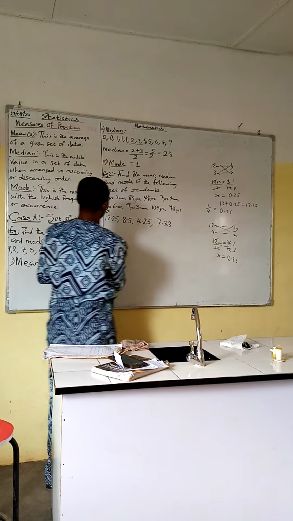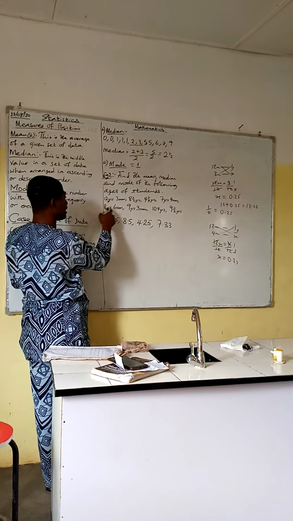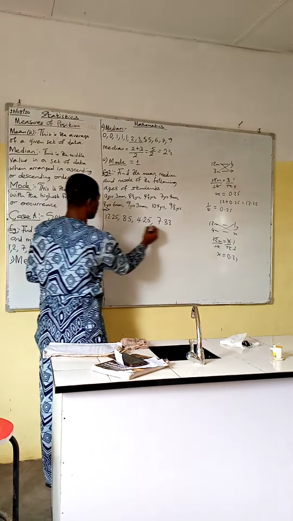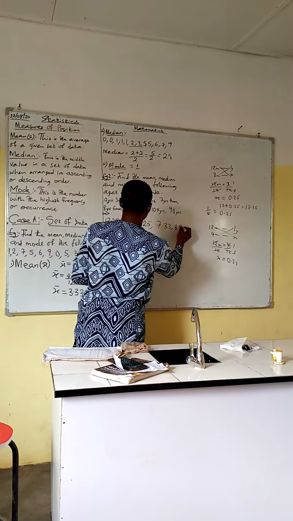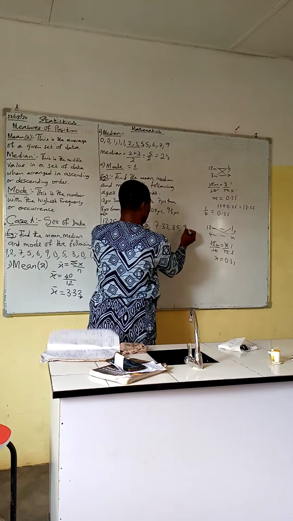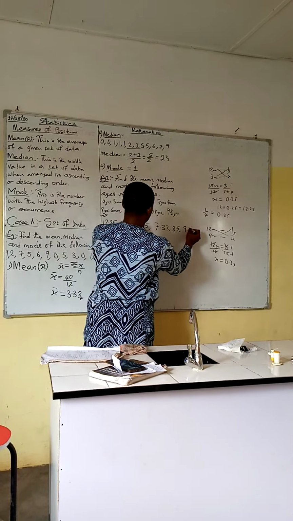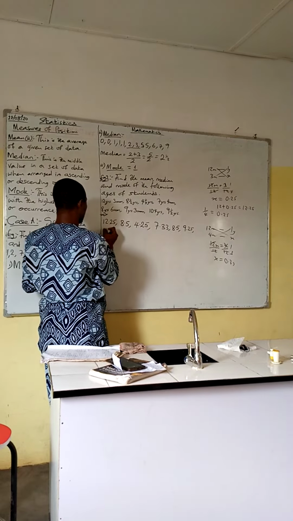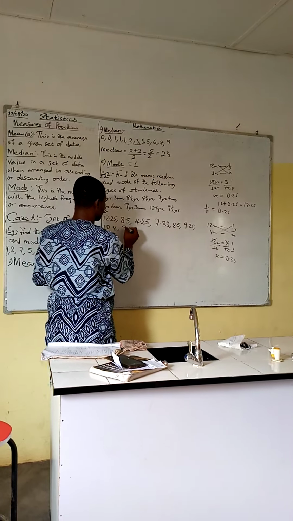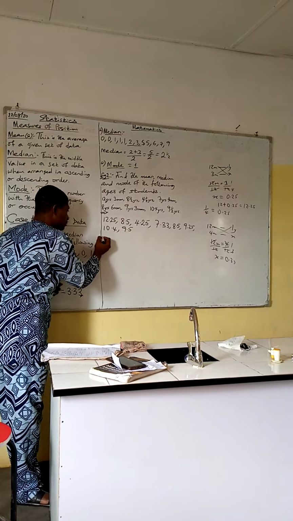You have 8 years, 6 months. 6 months is half a year, so that's 8.5. We also have 9 years, 3 months, that's 9.25. We have 10.4. Then we have 9.5.